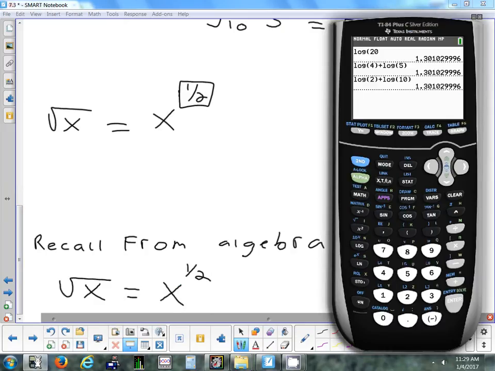Let me just show you an example. I'm going to take the square root of 16, and then take 16 and raise it to the 1/2. Same answer. And the reason why you might want to change from having a square root to having a 1/2 power, you'll see why when we do a log problem. Okay. So, any questions on that rule?